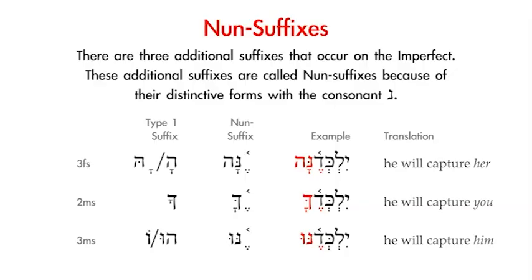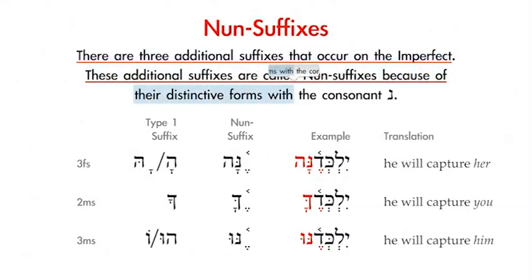So it's easy to see what's going on here. Now, in addition to the type 1 pronominal suffixes that will appear with the perfect verb, imperfect verbs also appear with a separate set of pronominal suffixes, and these are called the noon suffixes. And there are really only 3 primary extra noon suffixes to learn. Let's look at what they are. There are 3 additional suffixes that occur on the imperfect. These additional suffixes are called the noon suffixes because of their distinctive forms with the consonant noon. So it's not a fancy name, but it certainly is descriptive. Let's look at those suffixes together.